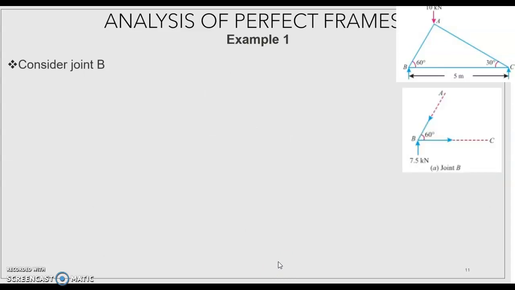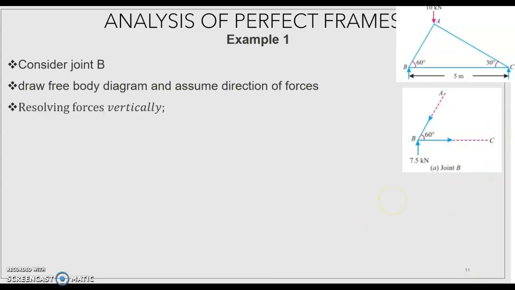Then draw the joint B. Joint B is in equilibrium. Resolve all the forces vertically. Here there are two vertical forces, 7.5 kilonewton upward and the vertical component of AB acting downward. The angle AB makes with the horizontal, so it is FAB sin 60. Equating these two, 7.5 is equal to FAB sin 60. Therefore, FAB is equal to 7.5 by sin 60, that is equal to 8.66 kilonewton.